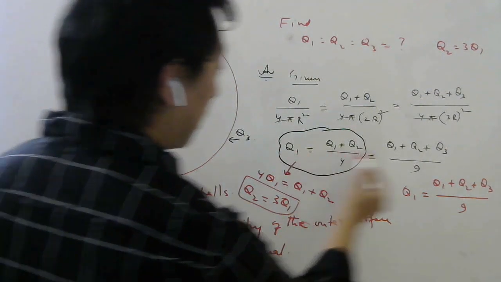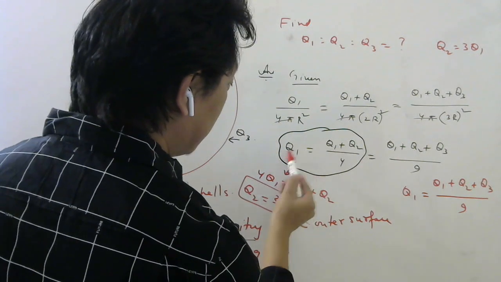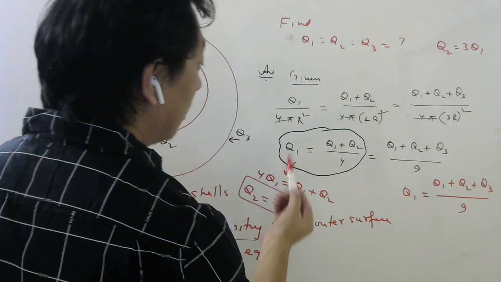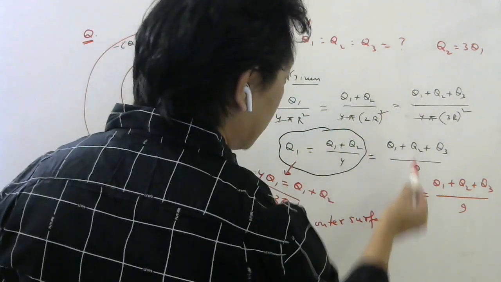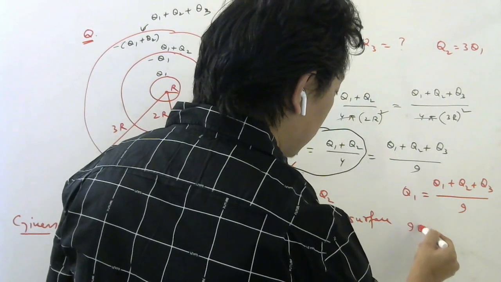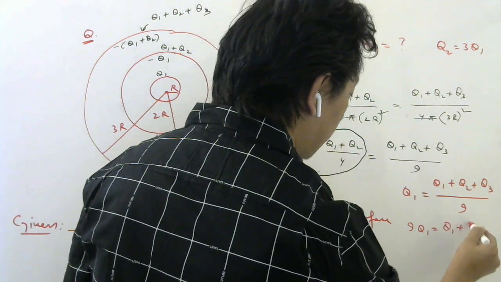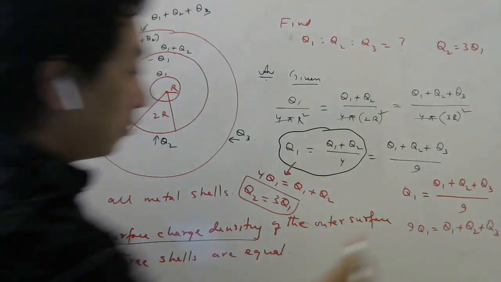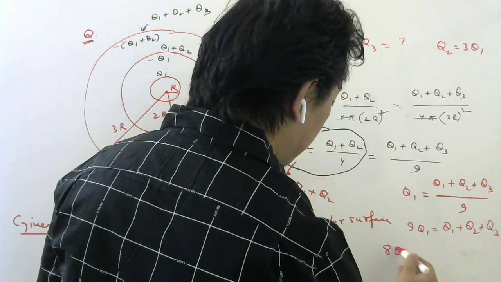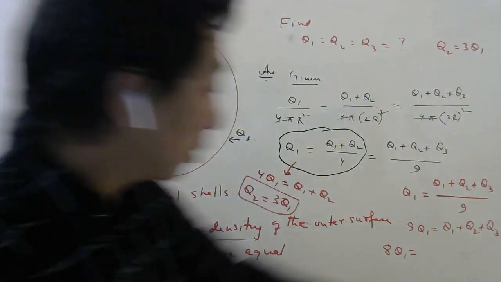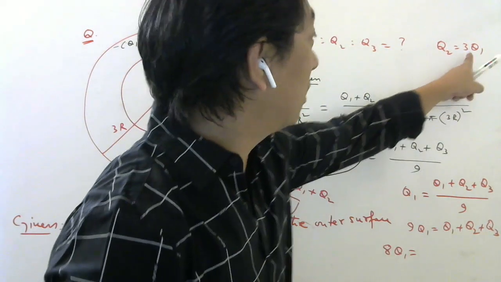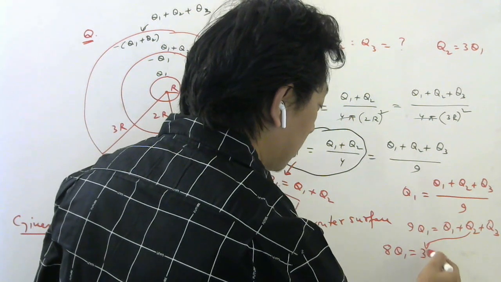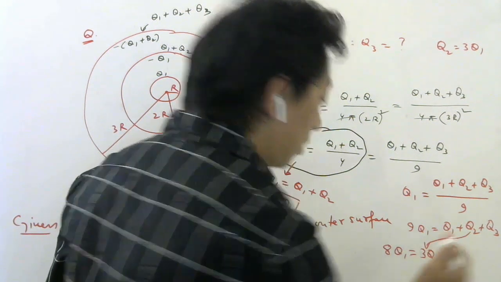Because when these three are equal, I can make an equation using these two, then I can make using these two also, but let me make another equation using this equal to this. So cross multiply, 9q1 will be equal to q1 plus q2 plus q3, right students? Then if you bring this q1 this side, it will be 8q1 equals q2 plus q3, but q2 already I know is how much? 3q1.